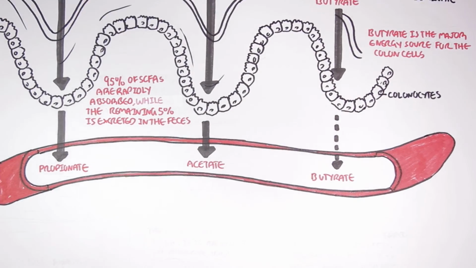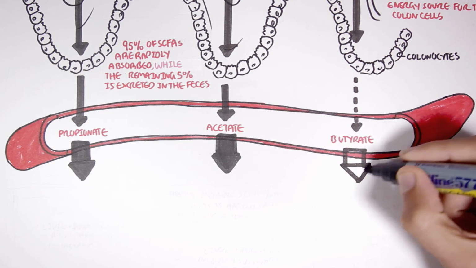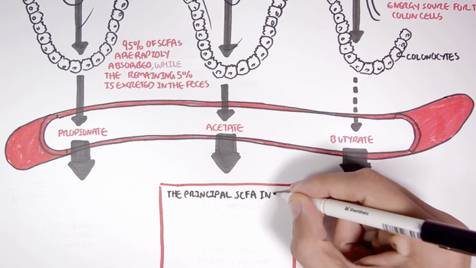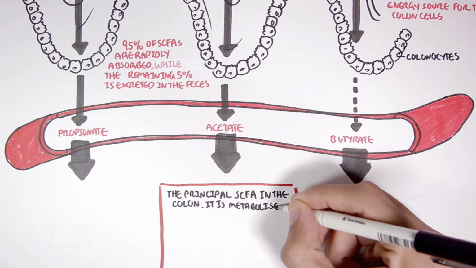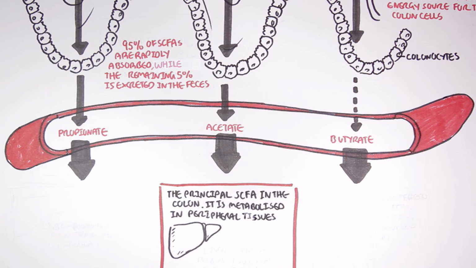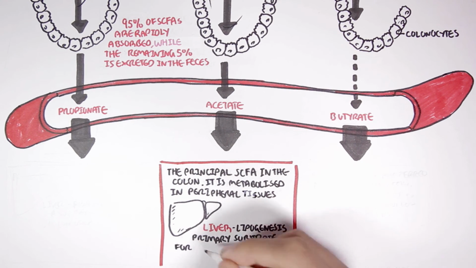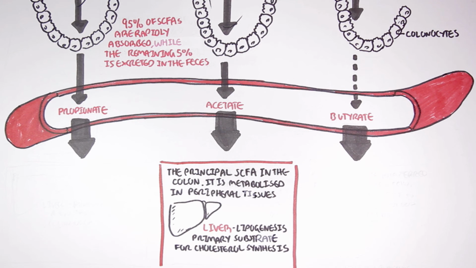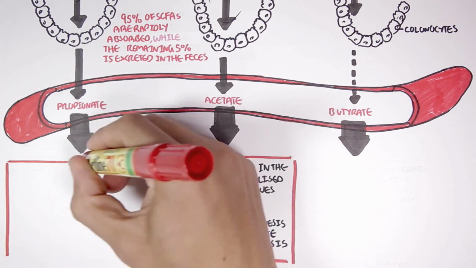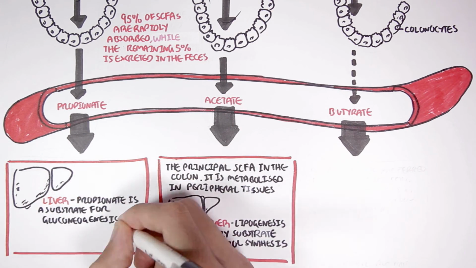Now let's briefly find out the fates of these short-chain fatty acids. So acetate is the principal short-chain fatty acid in the colon. It is metabolized in peripheral tissues. In the liver, acetate has been shown to stimulate lipogenesis, the synthesis of fats. Acetate is also the primary substrate for cholesterol synthesis. Propionate travels to the liver and is used as a substrate for gluconeogenesis.